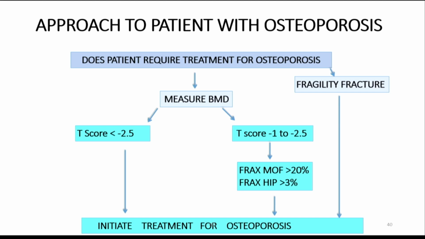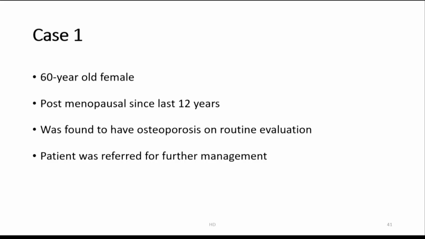So to summarize till now, does the patient require treatment for osteoporosis? We should measure BMD. If T-score is less than -2.5, you should initiate treatment. If patient is having fragility fracture, go for the treatment. If the T-score is between -1 and -2.5, then see the FRAX score. If FRAX probability for osteoporotic fracture is more than 20% or hip fracture is more than 3%, you should treat such patients.